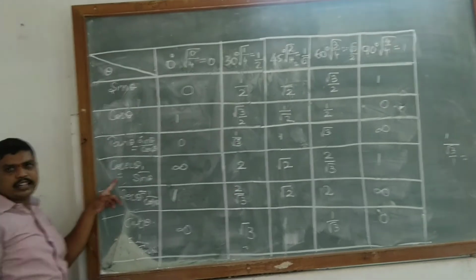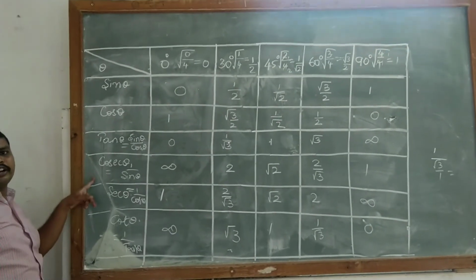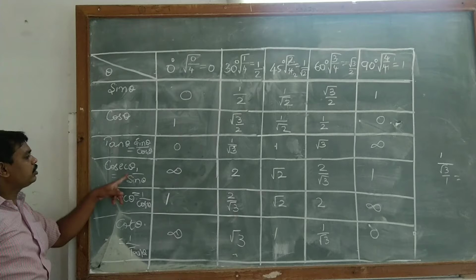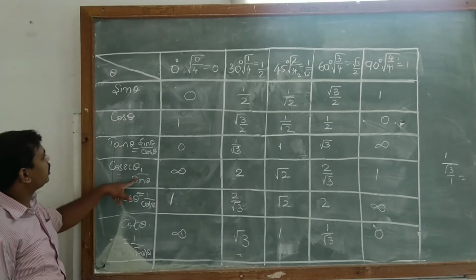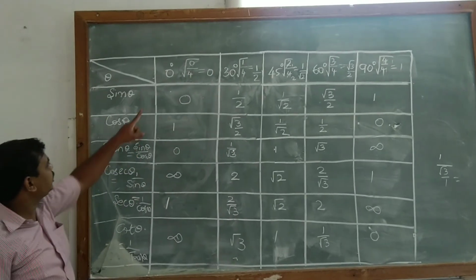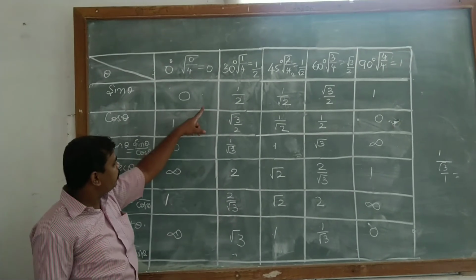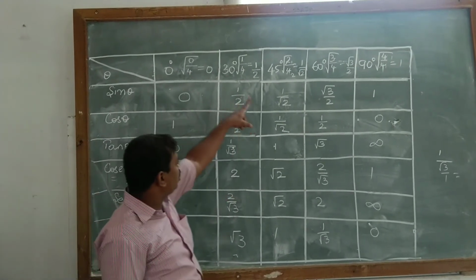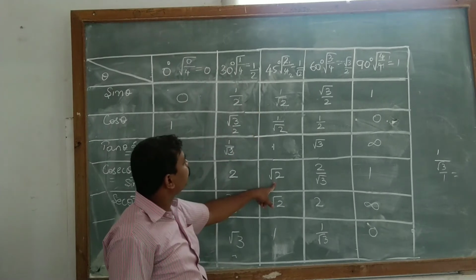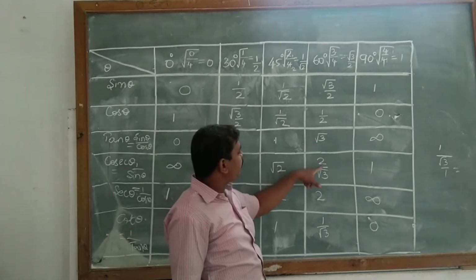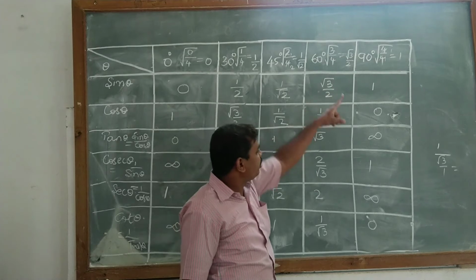Coming to the cosecant theta, they are the inverse trigonometric ratios, that is 1 by sin theta. When you observe here, 1 by 0 is what? Infinity. Next, 1 by 1 by 2, that is 2. 1 by 1 by root 2 is root 2. 1 by root 3 by 2 is 2 by root 3. And 1 by 1 is 1.